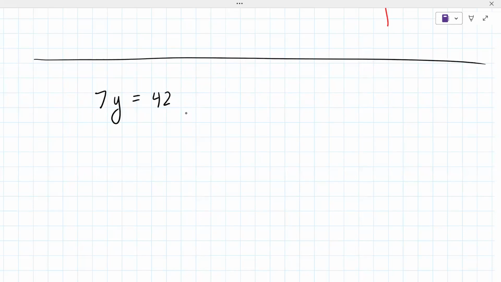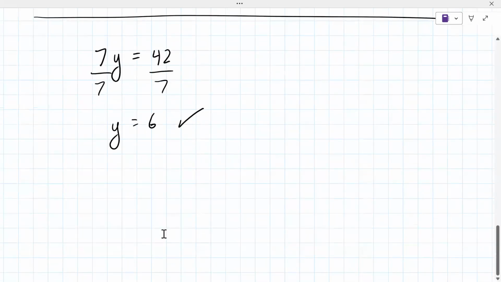7 times y equals 42. Do you remember how to solve something like this? 7 times 6 equals 42. Okay, so you actually divide both sides by 7, then yes, y equals 6. Very good.